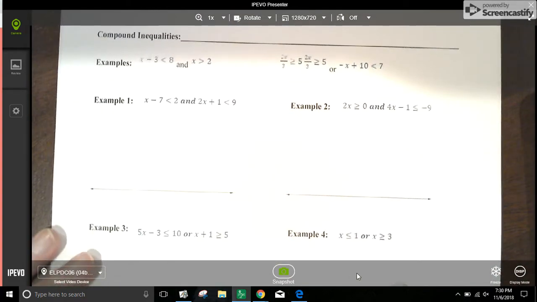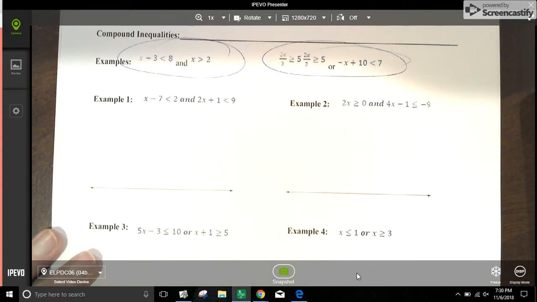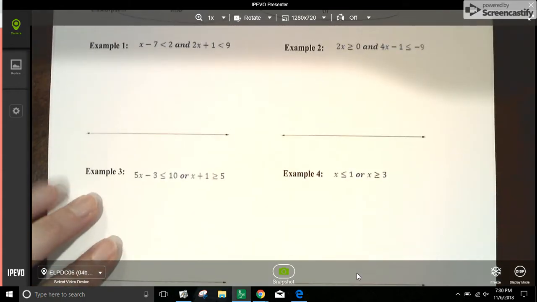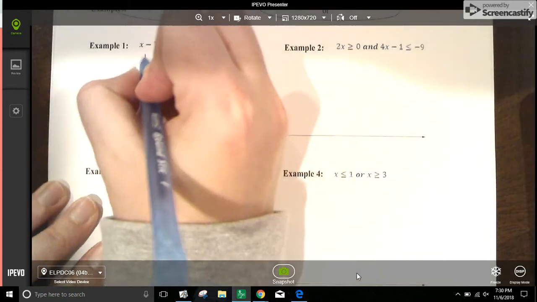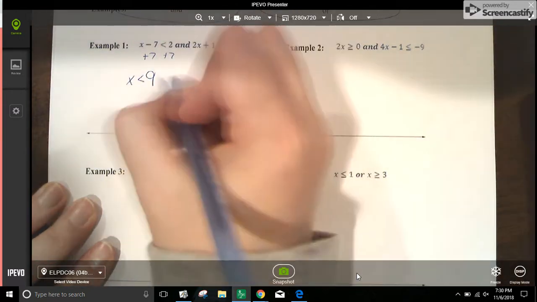All right, so let's get to compound inequalities. So flip it over. Here are two examples up here. They're and statements or or statements. So basically, you're solving two inequalities at once and putting them on one number line. For the first example, solve both of them like you normally would. So add 7. So you get x is less than 9.